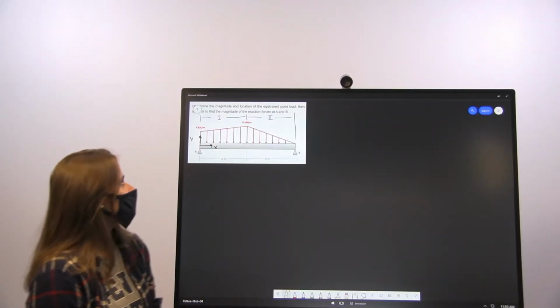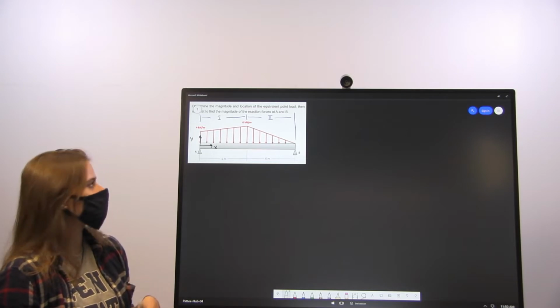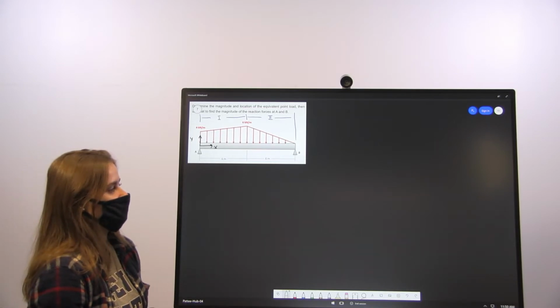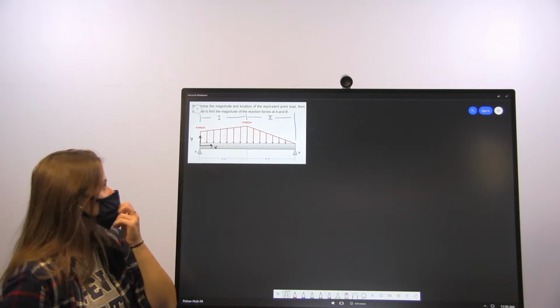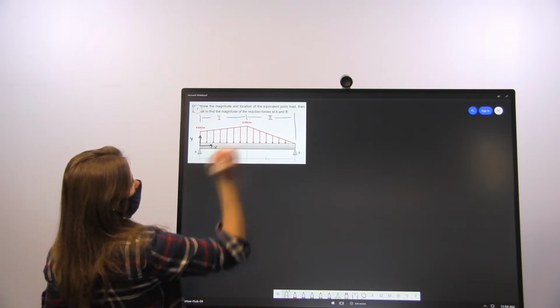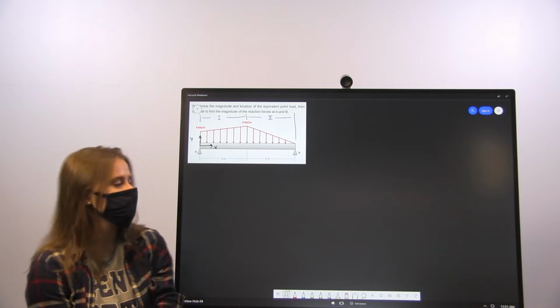So this problem here is asking us to find the magnitude and location of the equivalent point loads, and then using those we're going to want to find the reaction forces at A and B. So we have two different distributed loads here. We have load 1 and load 2. So we're going to want to know the functions for each of the loads.